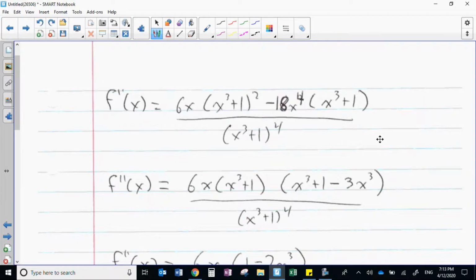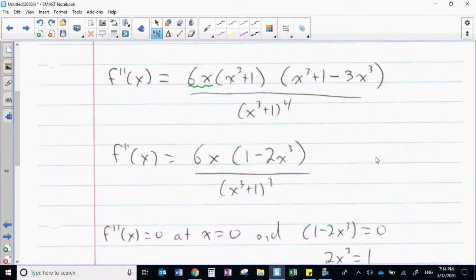And then again, notice I've got a common factor. I'm subtracting two things. 6x is a common factor, so I've got it down here. But so is x cubed plus 1. I've got x cubed plus 1 squared and x cubed plus 1. It's kind of like if you had y squared and y. Y would become a common factor. Well, in this case, your y is just x cubed plus 1. So I factored that out. Then I divide it out, and I'm left with just x cubed plus 1, and then I'm left with negative 3x cubed. Simplifying that gives me my final second derivative right here.